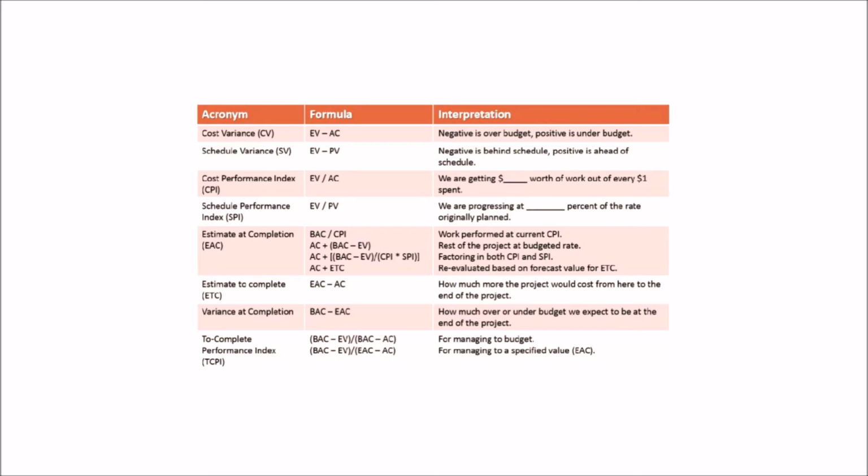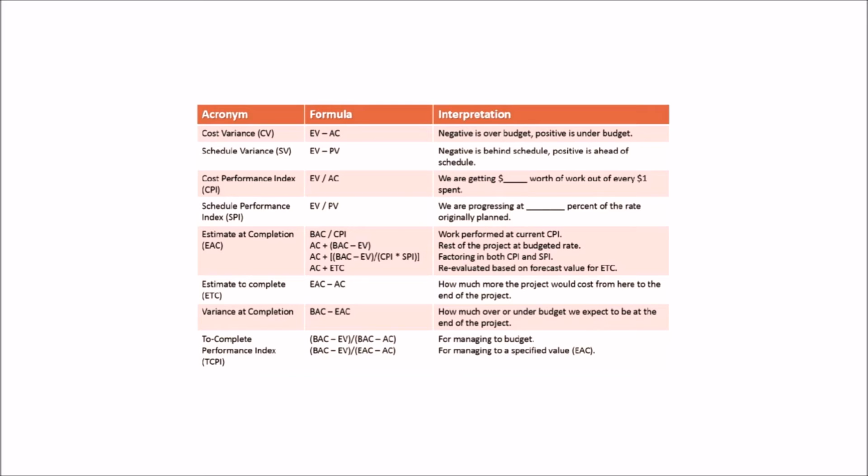Estimate at completion, EAC, is calculated by using different formulas. First is dividing BAC by CPI, which indicates work performed at current CPI. Second is AC plus BAC minus EV, which indicates the rest of the project at budgeted rate. Third is AC plus (BAC minus EV) divided by (CPI times SPI), which indicates factoring in both CPI and SPI. Fourth is AC plus ETC, which indicates re-evaluated based on forecast value for ETC.